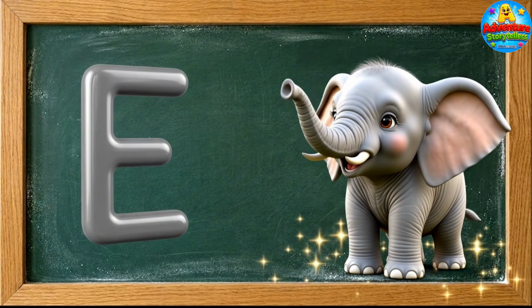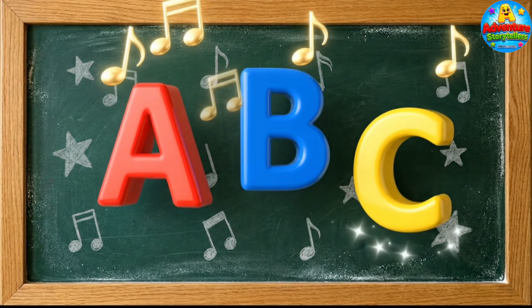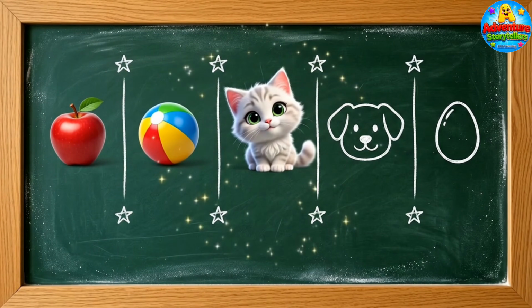E is for elephant. Elephant. A, B, C, D, E. Say it with me. A, B, C, D, E. Yay, yay, yay.